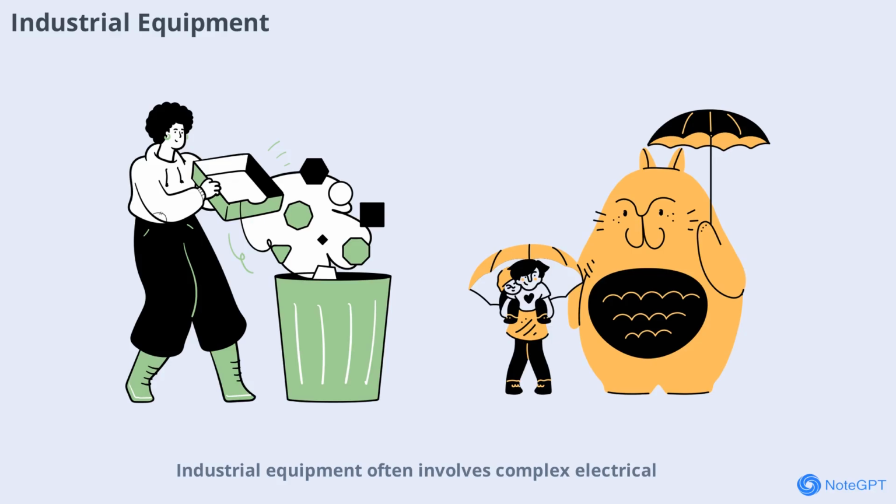Industrial equipment often involves complex electrical systems with multiple sources and loads. Applying the maximum power transfer theorem helps engineers design more efficient and reliable machinery, reducing energy waste and improving productivity. This is particularly important in large-scale operations, where even small improvements in power transfer can lead to significant cost savings.